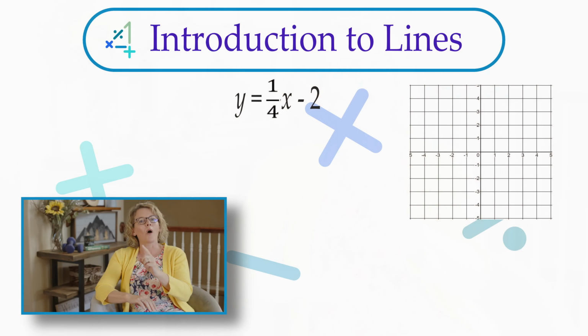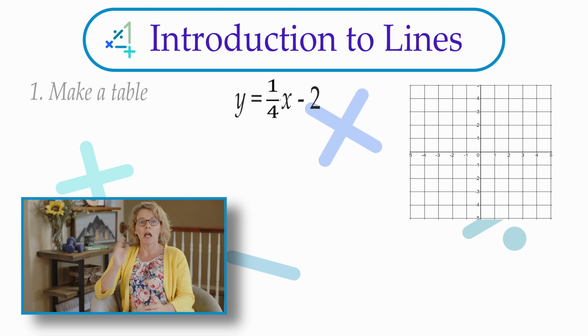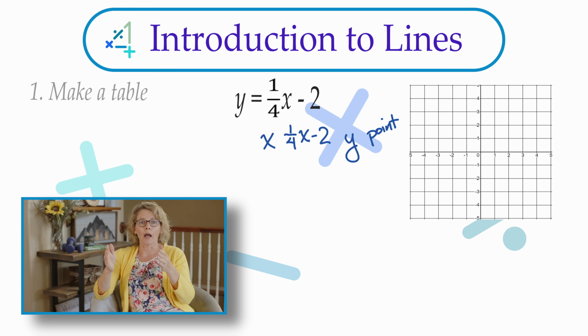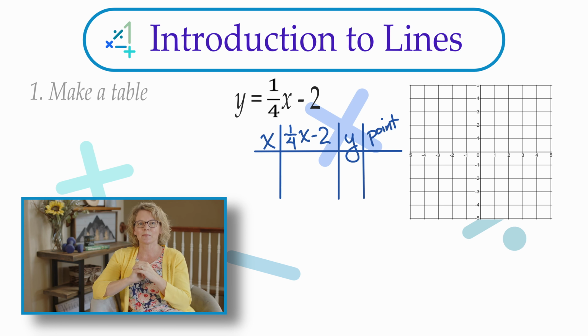Let's do another example that looks a little different, but we'll follow the same steps and see what happens, and then talk about some patterns that we can pull out of the equation. Y equals 1/4 x minus 2. We make our table of information: x, equation, y, point across the top, and lines to keep it neat.